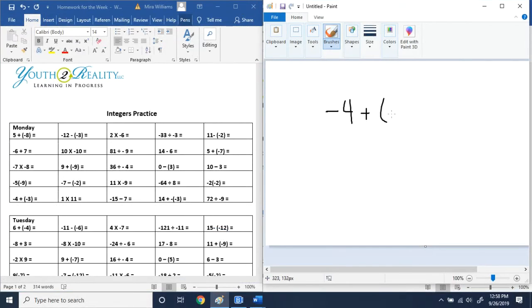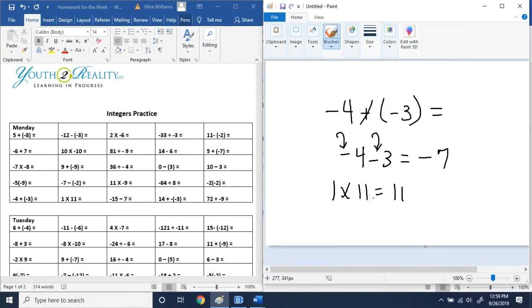Negative 4 plus a negative 3. I have a positive and a negative sign together, so I'm just going to eliminate the first one. So I really have negative 4 minus 3. Take the sign of the biggest number and put that in your answer, so my answer is going to be negative. Both signs are negative, so I'm going to add the two numbers. 4 plus 3 is 7. 1 times 11 is 11. Both numbers are positive, so your answer is going to be positive.